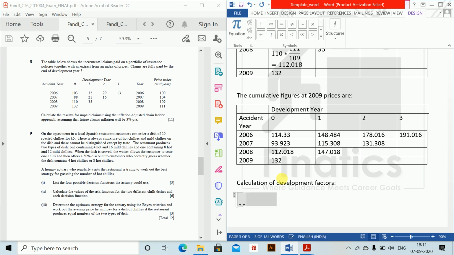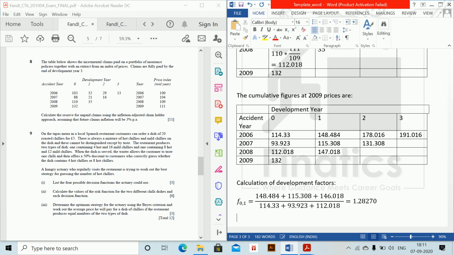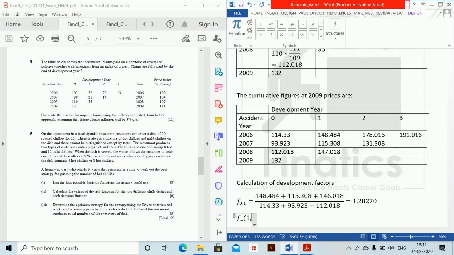So f_0,1 is equals to 148.484 plus 115.308 plus 147.018 divided by 114.33 plus 93.923 plus 112.018 is equals to 1.28270.